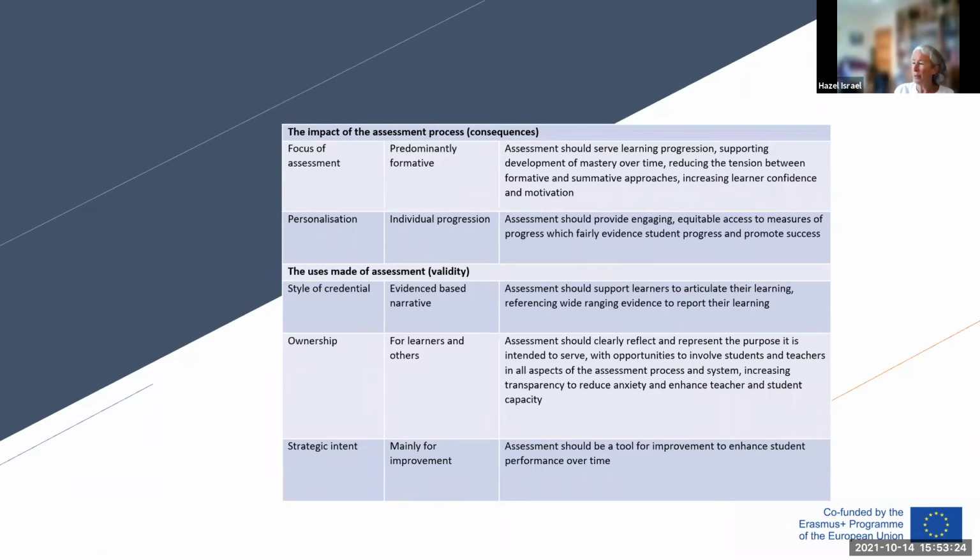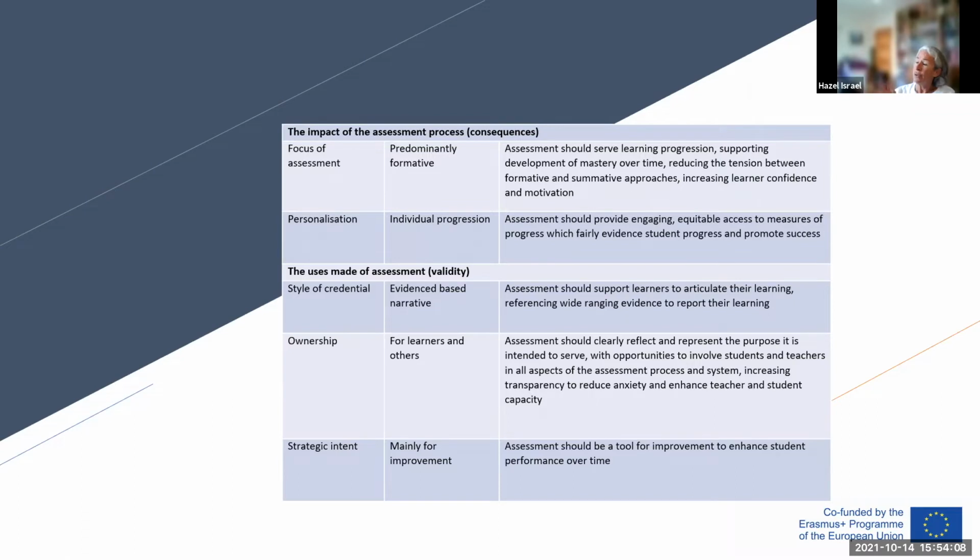So we want assessment to be personalized so that it can capture and report and reflect individual progression, providing engaging, equitable access to measures of progress which fairly evidence student progress and promote success. If students are only ever asked to write essays, for example, in assessments, for those students who like to express themselves in other ways, visually, through presentation, through interpretive dance, they will be disadvantaged by only ever being asked to write. There should be opportunities for students to present their learning in other ways.